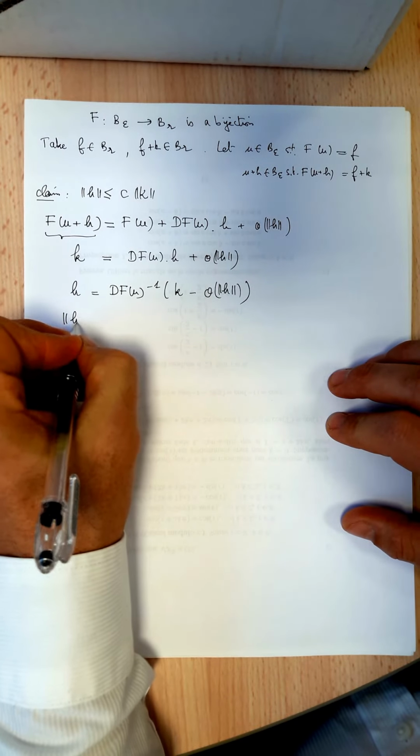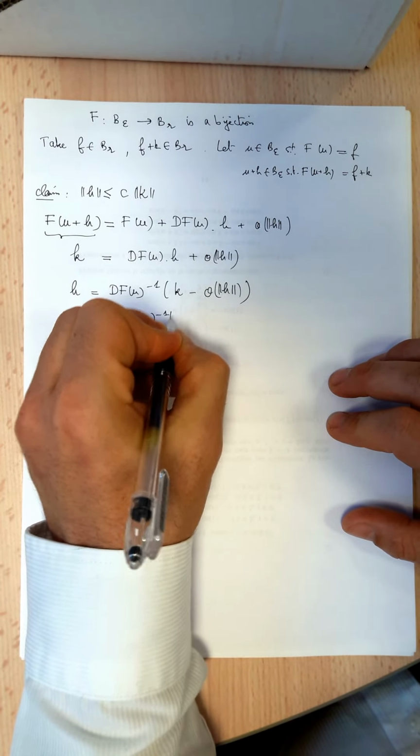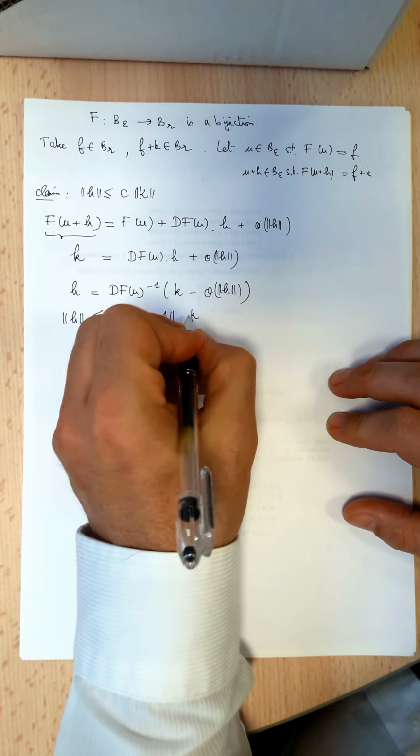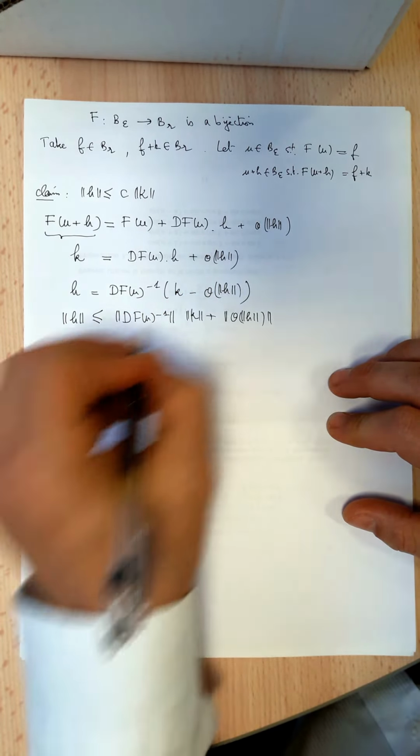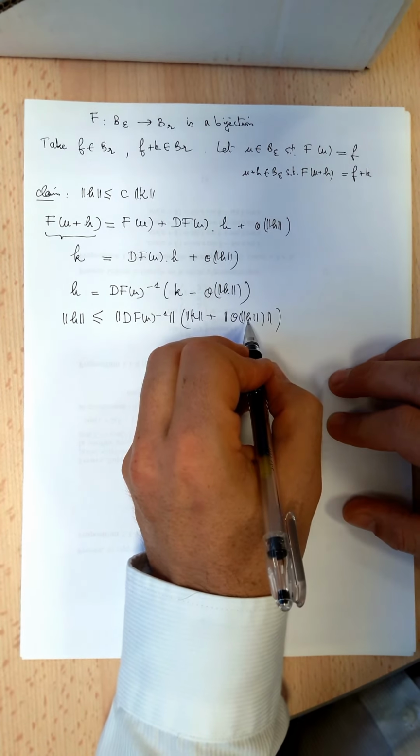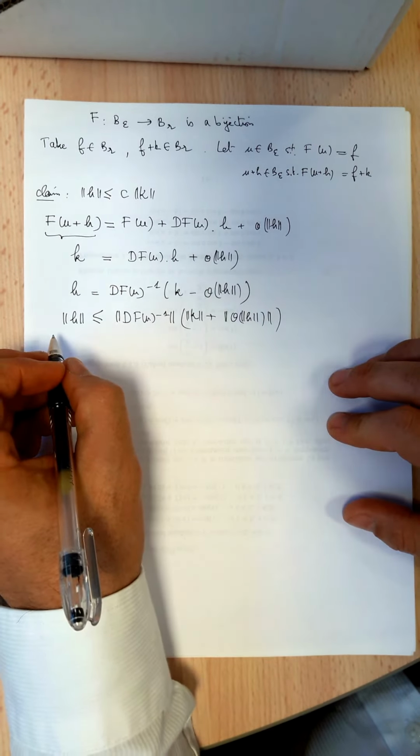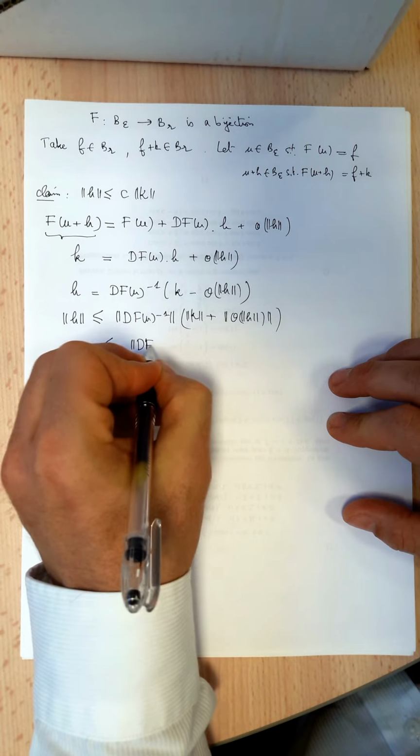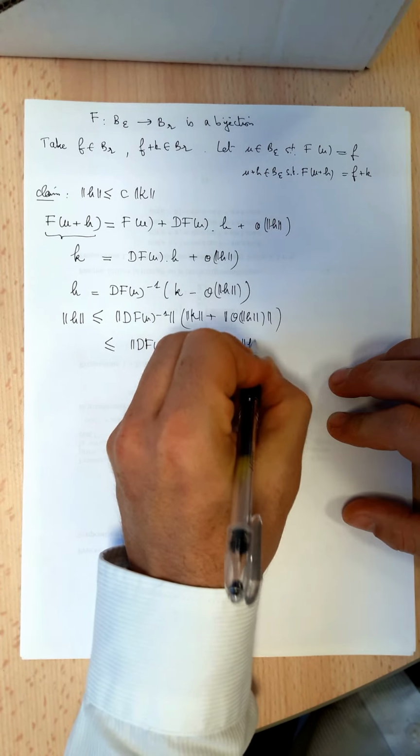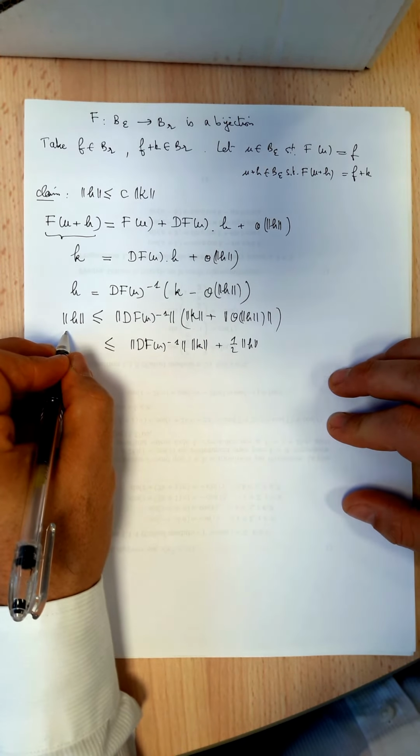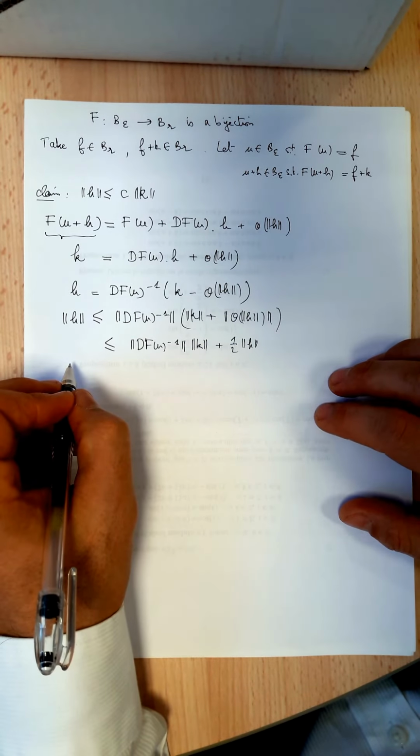So from this, we conclude that the norm of h is bounded above by the norm of the inverse of df of u times the norm of k plus the norm of the small o. And again, this is a small o, so if I take h very small, I can guarantee that this times this is less than 1/2 of h. So I can make this less than df of u inverse times k plus 1/2 of h. And this 1/2 of h, I can reabsorb into the left-hand side and get my claim that h is controlled in norm by the norm of k.